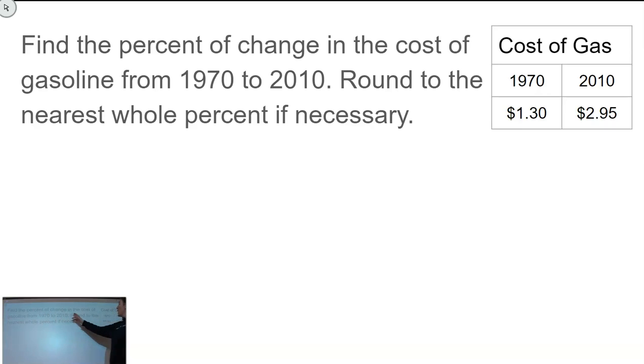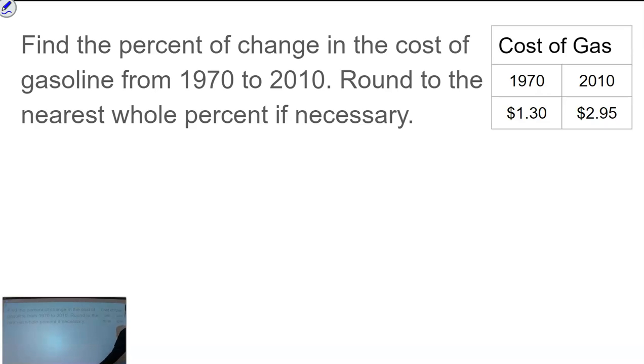Find the percent of change in the cost of gasoline from 1970 to 2010, round to the nearest whole percent if necessary. So looking at this, you have the cost of gasoline. In 1970, it was $1.30. In 2010, it was $2.95. So we're going to find the percent of change, or in this case, is it increasing or decreasing? It's increasing because it's getting bigger.